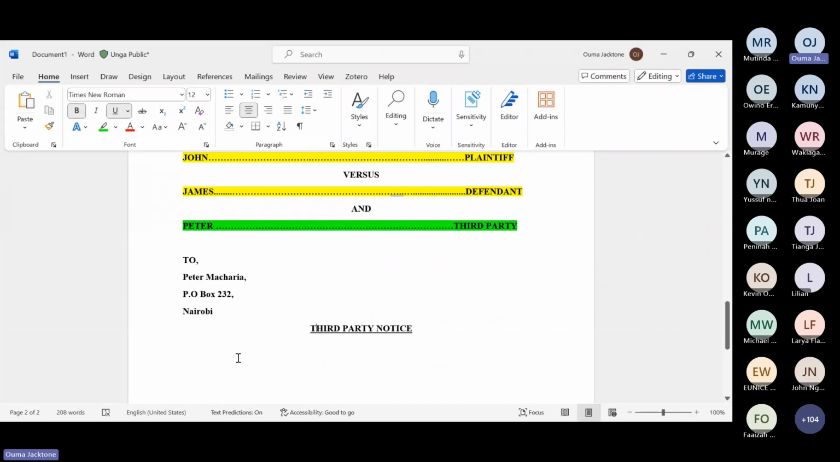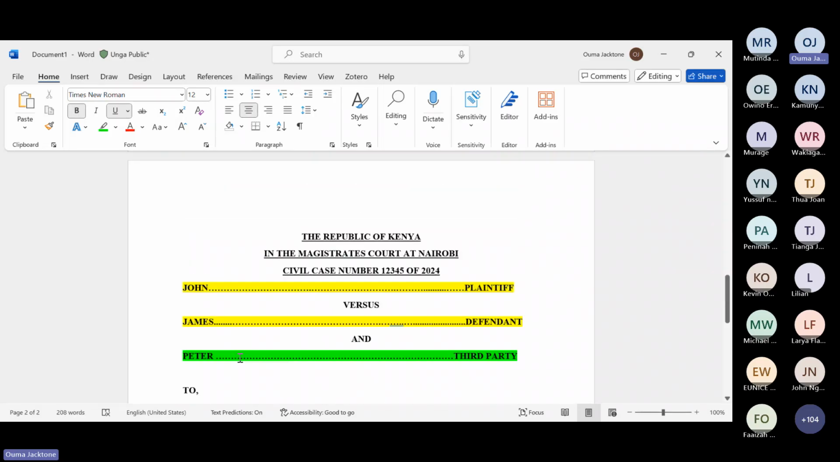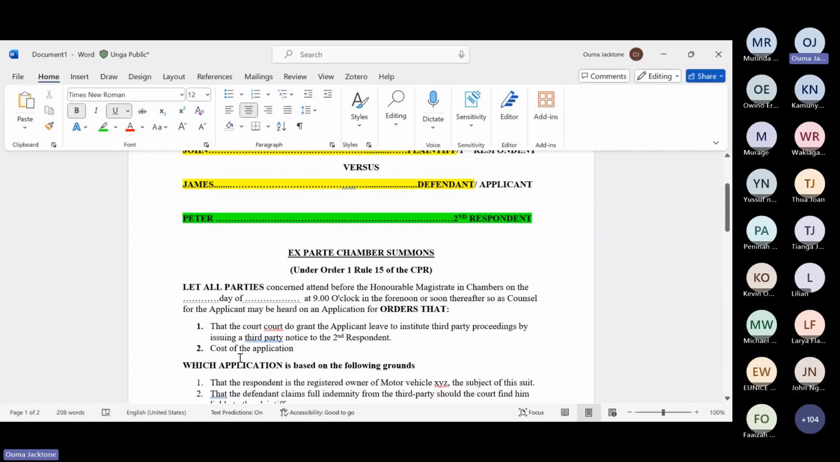So I will share with you a sample, or a template, in the group. So try and come up with a third-party notice in your own words. At the same time, try and come up with an application and the supporting affidavit in your own words. You can share with me. I can check it for you free of charge, so that we are all sure that you are doing the right thing. There's no pressure in doing it. You can do it if you want to, or if you don't want to, that's fine. But in your free time, try and close this chapter.